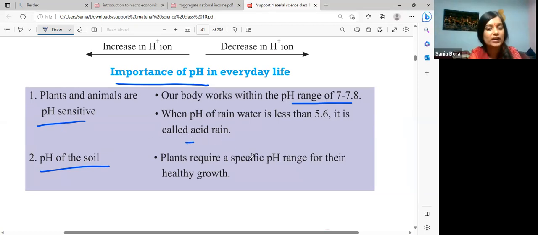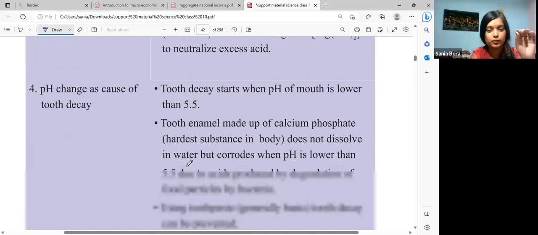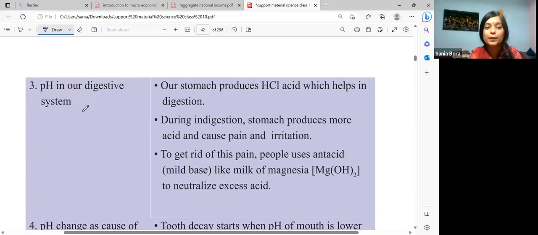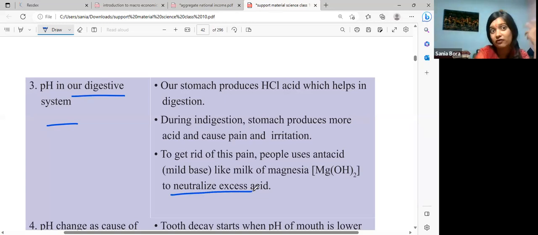Then pH of soil: plants require a specific pH range for healthy growth, so they should maintain the pH value. Clear? And then pH in our digestive system. Our stomach produces HCl, which helps in digestion. During indigestion, the stomach produces more acid and causes pain and irritation. To get rid of this pain, people use antacids, like milk of magnesia, which neutralize the excess acid. Eno and similar things are also eaten to reduce the effect of acid.